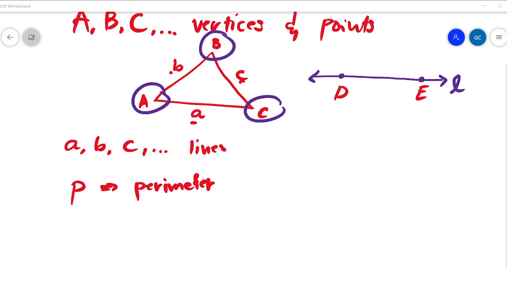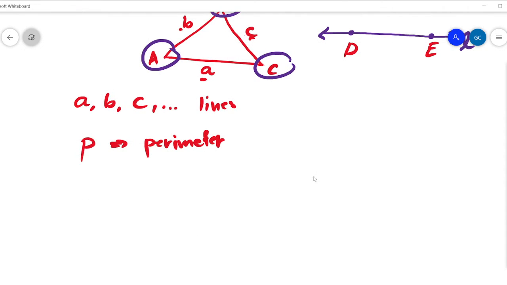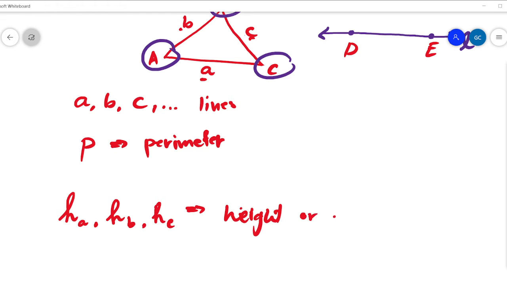For the next notation, we will be using small letter h with subscripts. This can be h_a, this can be h_b or h_c and so on and so forth. So what does this h signify? h signifies what we call the height or altitude of our figures.